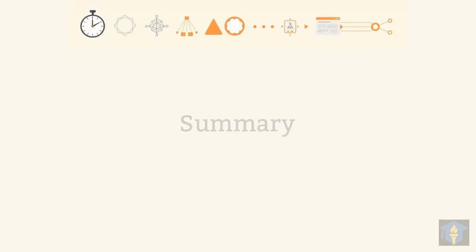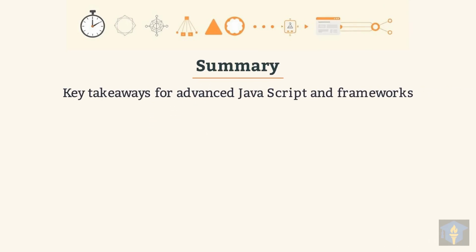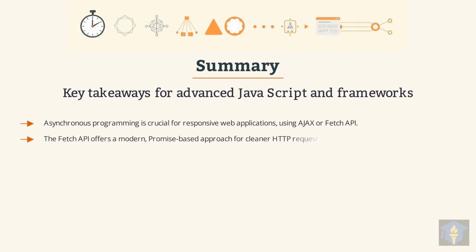Let's now summarize our key learnings from this section on advanced JavaScript and frameworks. We'll focus on the most important takeaways you should remember regarding advanced JavaScript and its frameworks. Remember, asynchronous programming is crucial for creating responsive web applications, often using AJAX or the Fetch API. The Fetch API provides a modern, promise-based way to handle HTTP requests, leading to much cleaner code.